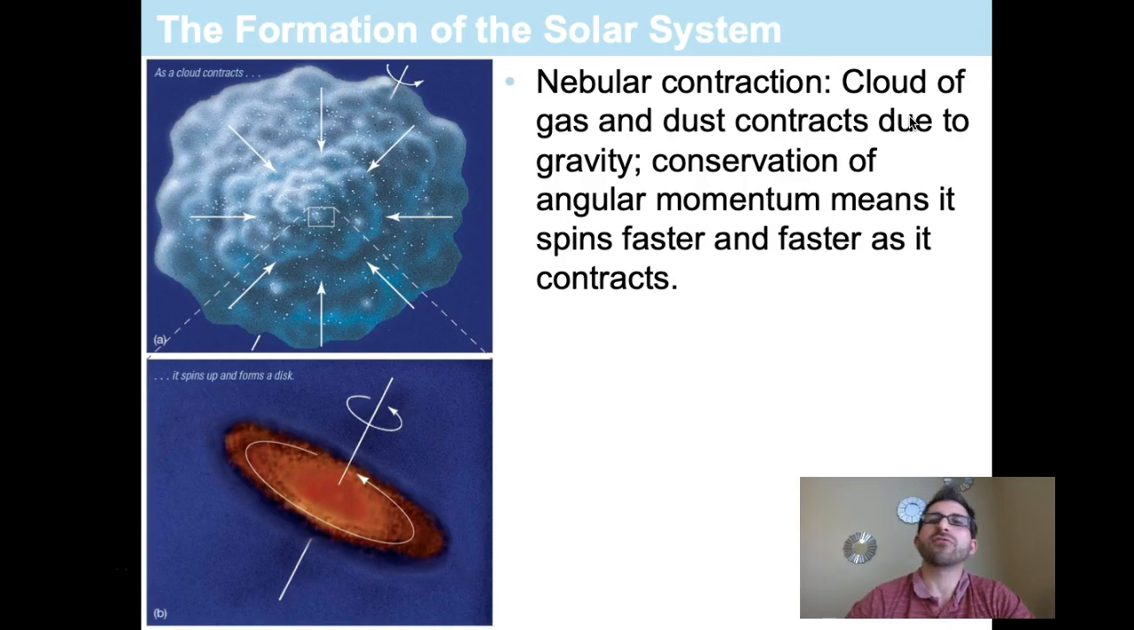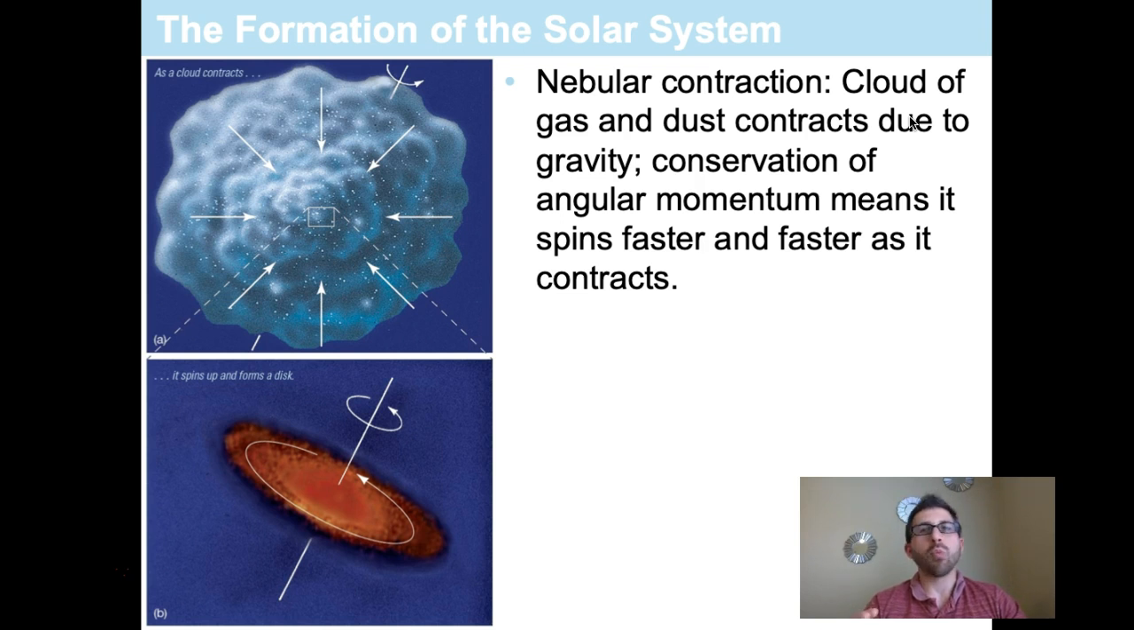The formation of the solar system. Today's modern theory includes nebular contraction. So what this means is that we start off with a mass of nebula. A nebula is simply a big cloud of matter that's floating around in outer space.